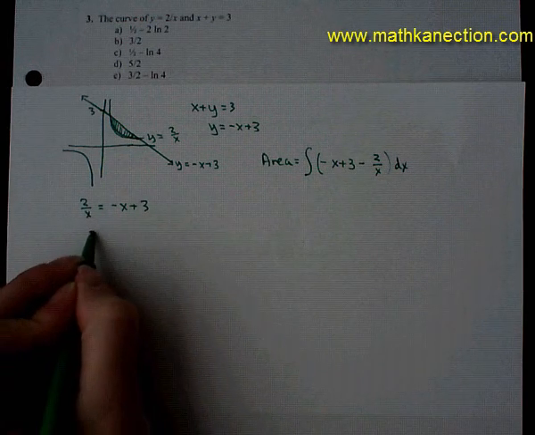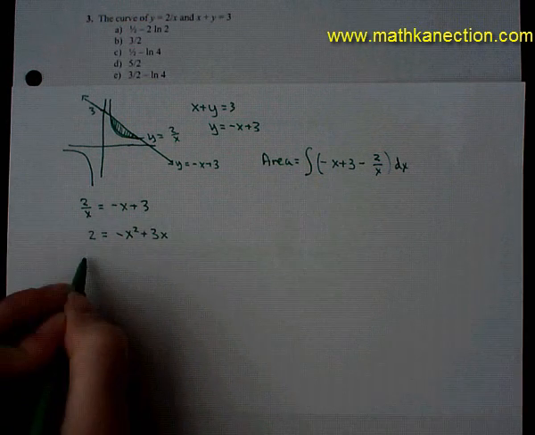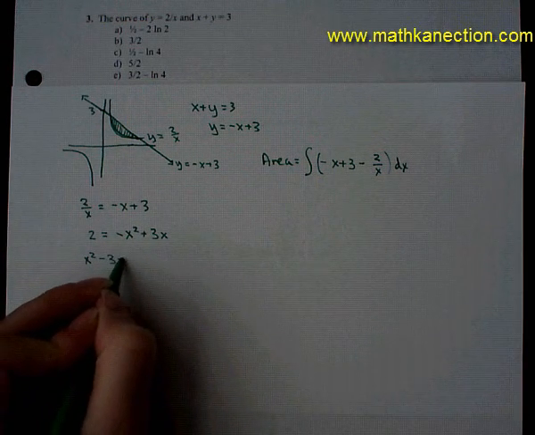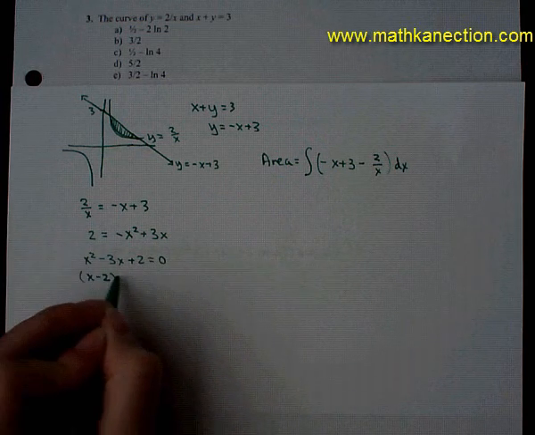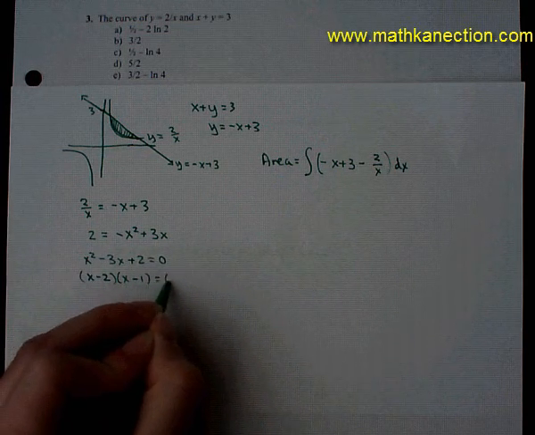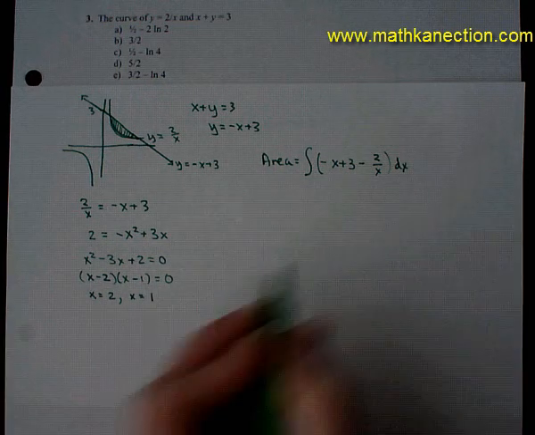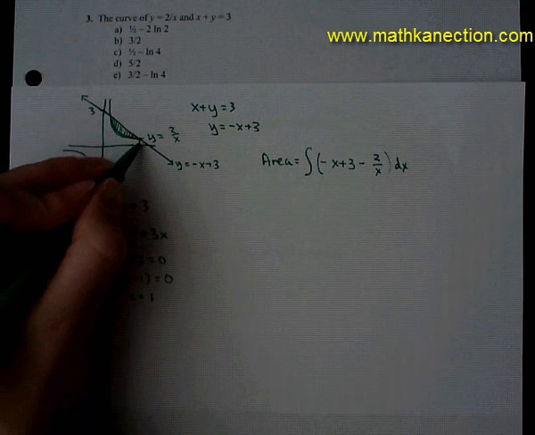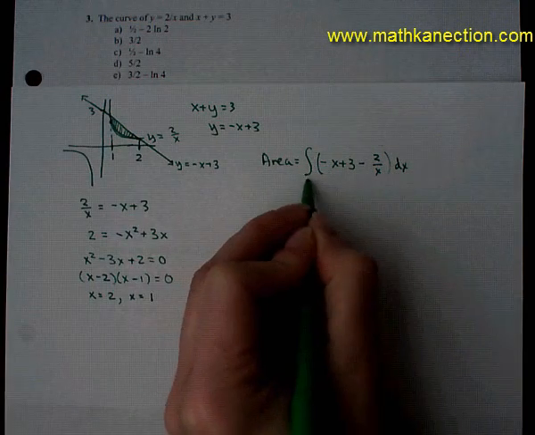Multiplying both sides by x, we'll get 2 is equal to negative x squared plus 3x. Bringing over x squared and 3x to get x squared minus 3x plus 2 is equal to 0. Factoring to get x minus 2 times x minus 1. And our intersections are at x is equal to 2 and x is equal to 1. So our intersections at 2 and 1 will set up our interval for the integral from 1 to 2.